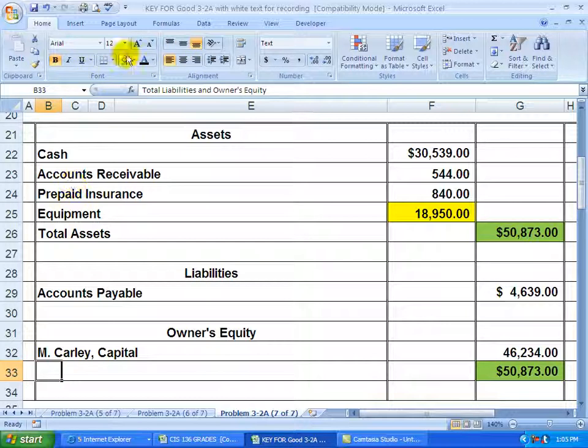And over here you describe what you've done. It's the total liability and owner's equity. So balance sheet, assets, balances with the total of the liabilities and owner's equity. So there's a single line above this green and a double underline underneath. And that concludes this video.